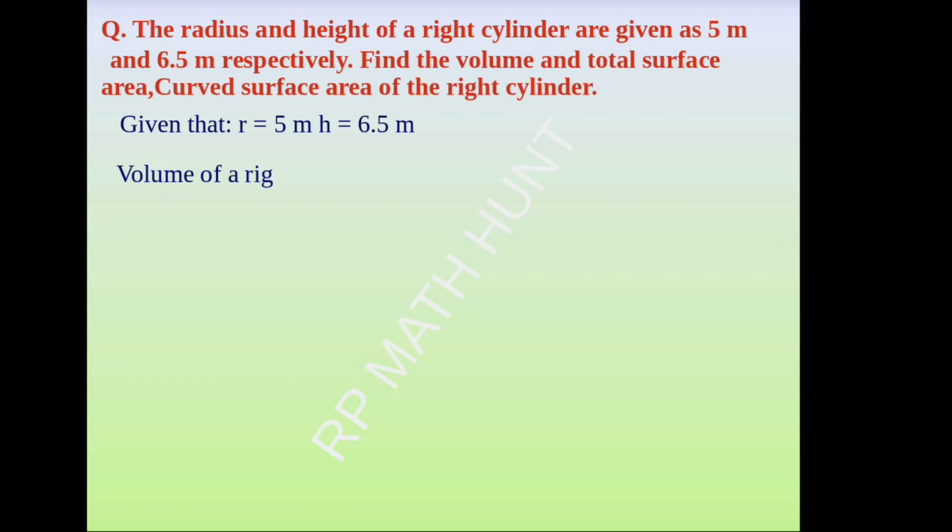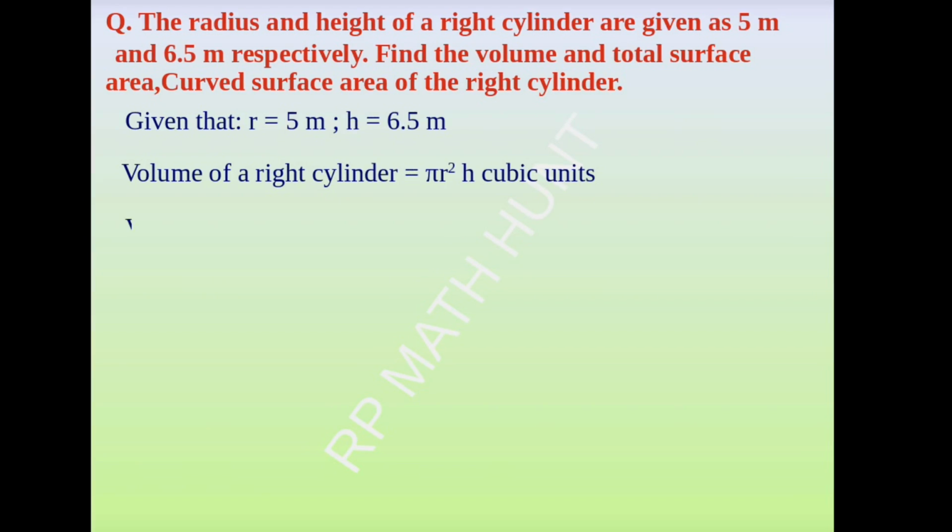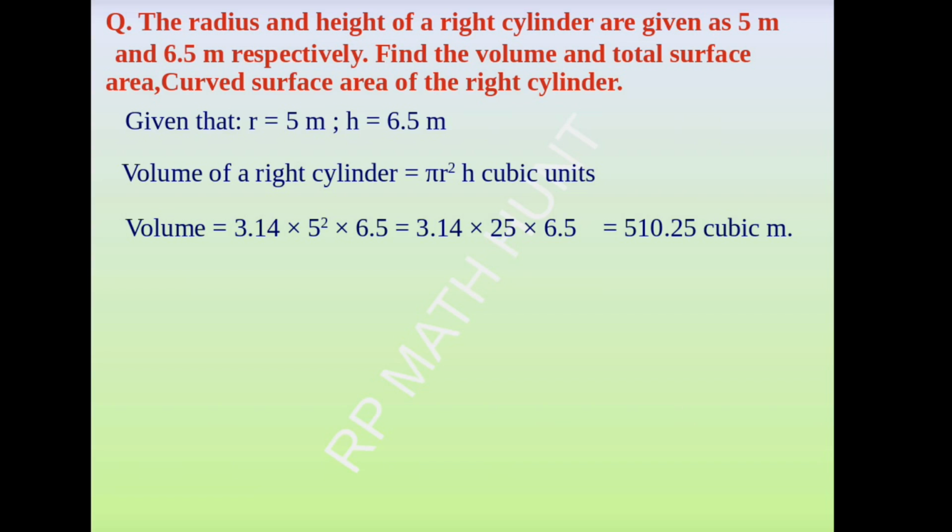Volume of right cylinder is pi r square h cubic units. That is, volume is equal to 3.14 into 5 square into 6.5, is equal to 3.14 into 25 into 6.5, that is equal to 510.25 cubic meters. TSA is equal to 2 pi r into h plus r square meters.